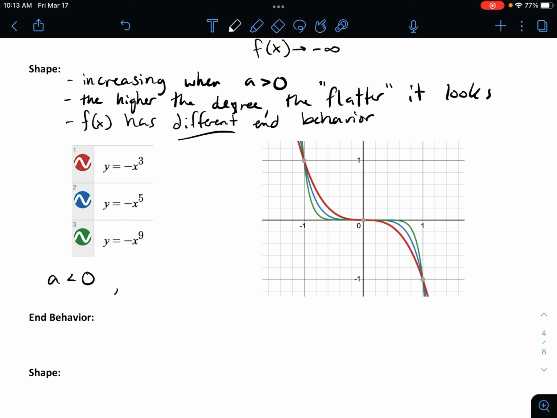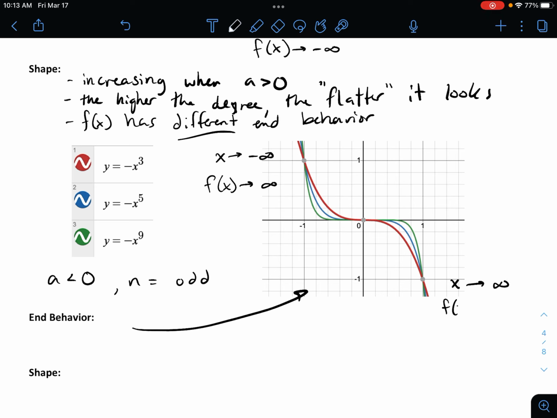Here, a is negative, and n is still odd. Right, these are still odd exponents. And so if we look at the end behavior, we can see that as x goes to negative infinity to the left, my y values will go up. And as my x values go to the right, my y values will go down.